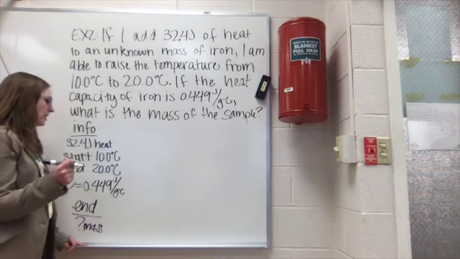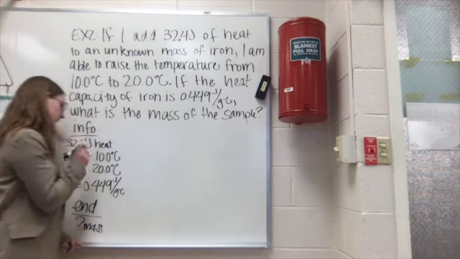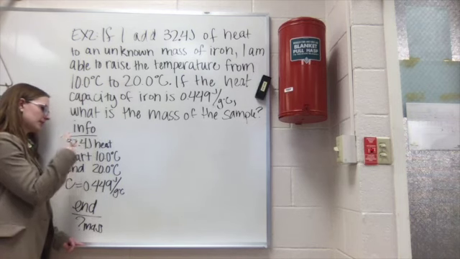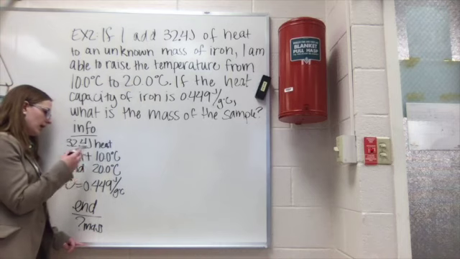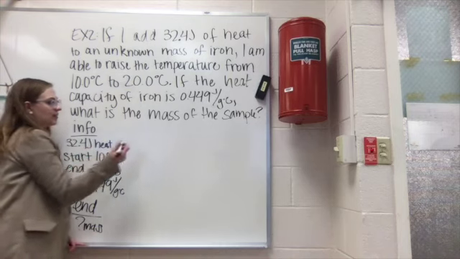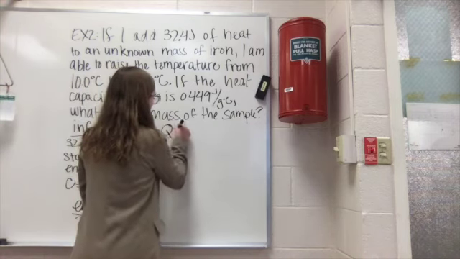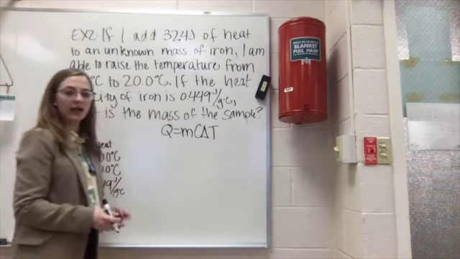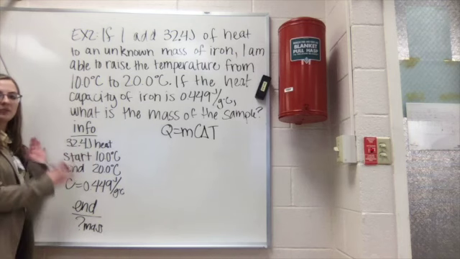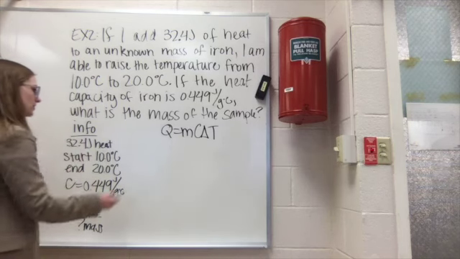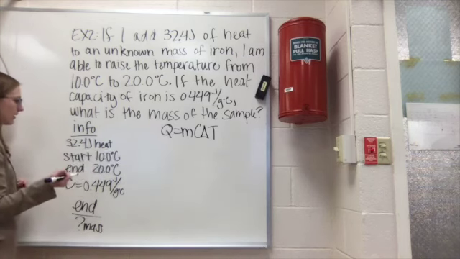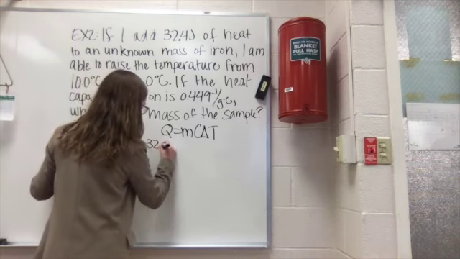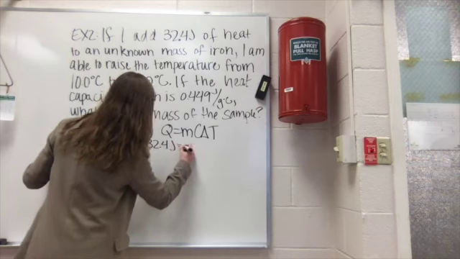So again, in the end, if we've got all of this information about temperature, mass, heat capacity, and heat in general, we're going to use our Q equals mc delta T equation. Okay, so we're going to go ahead and figure out how to plug these values into our equation. So Q stands for heat. In this case, we're told that we have 32.4 joules of heat.